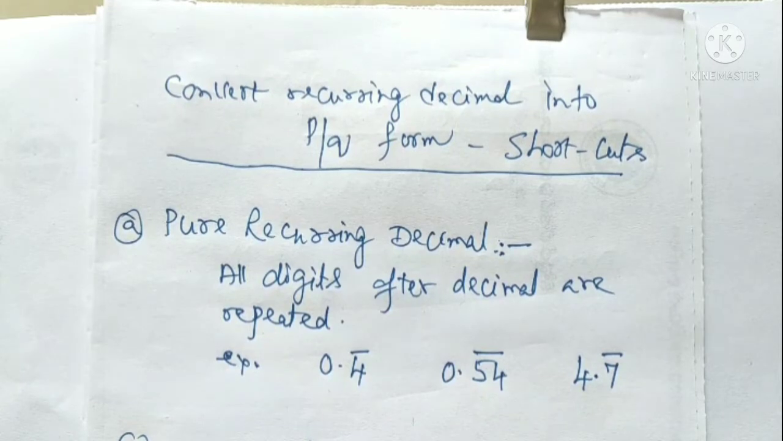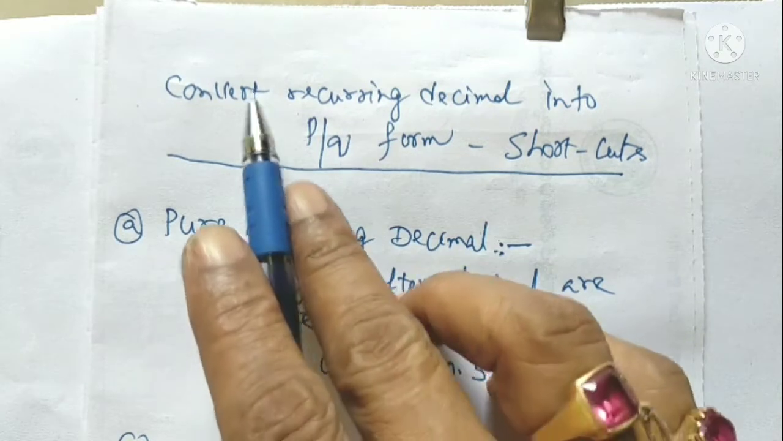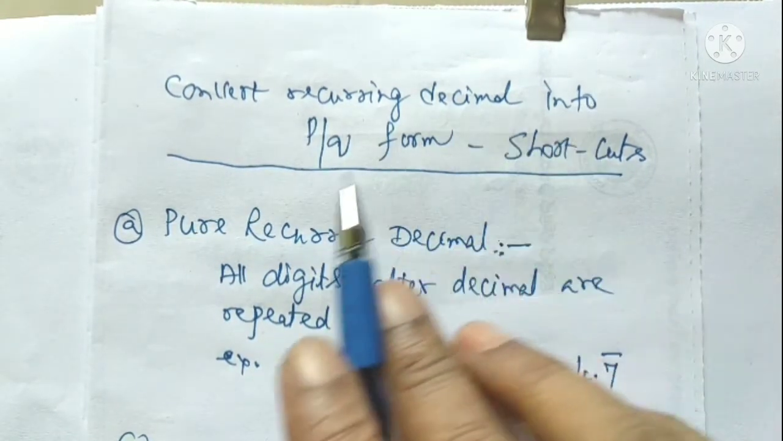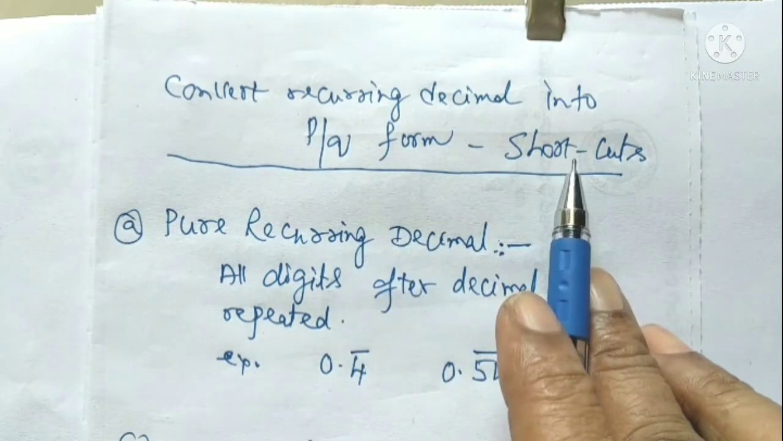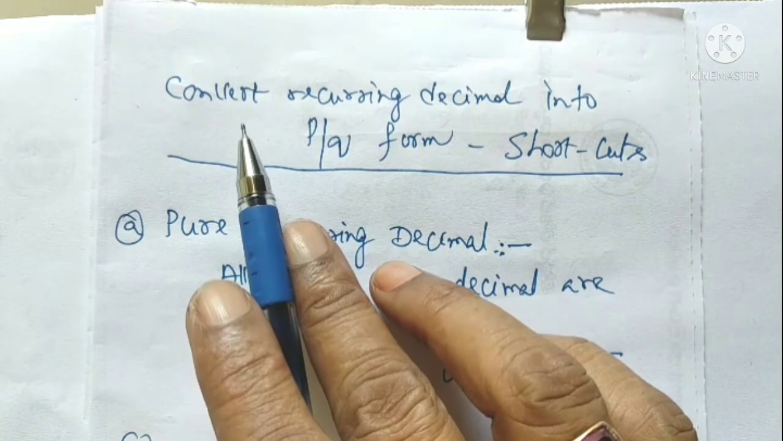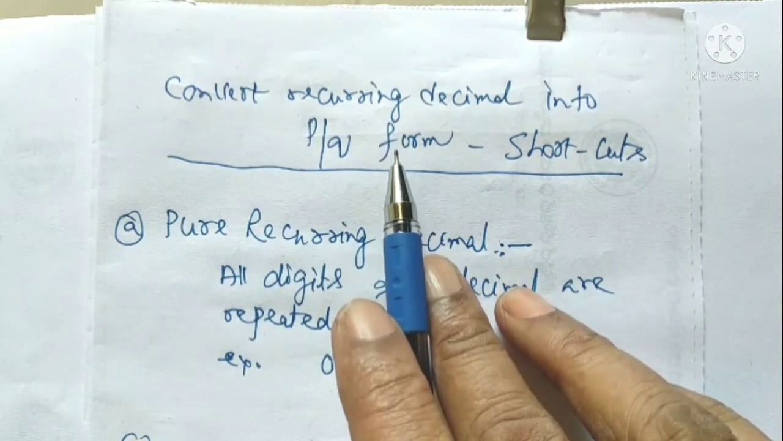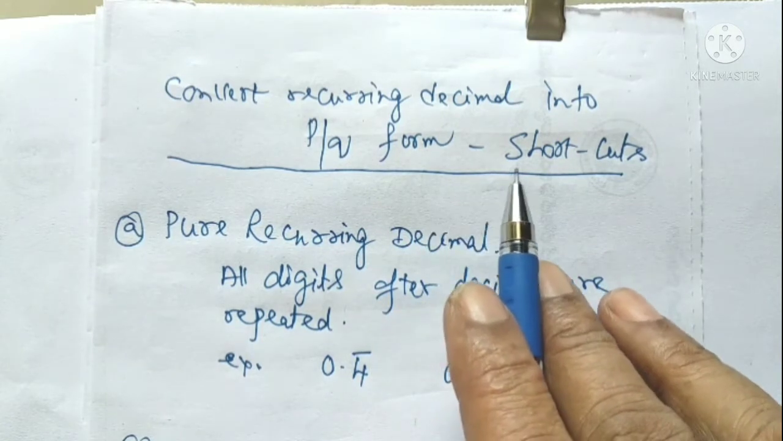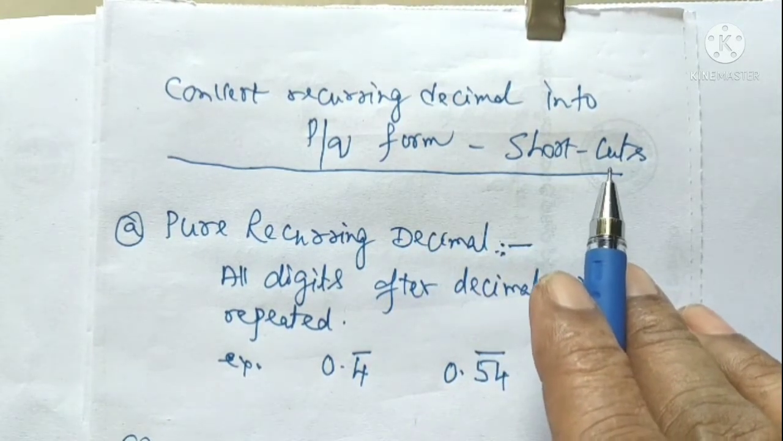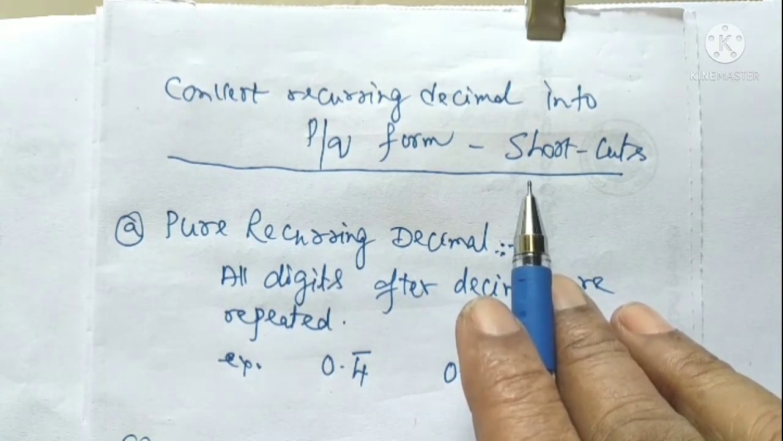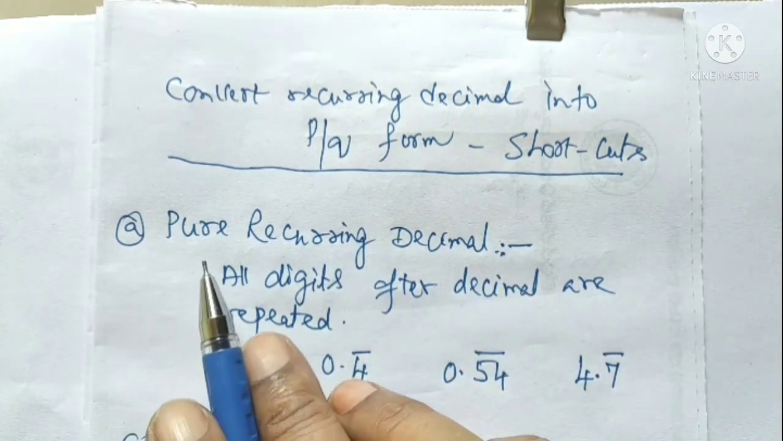Dear students, today we learn about conversion of recurring decimals into p by q form shortcuts. In the last period, we learned how to convert them algebraically. But in this class, let us learn about the shortcuts. Before going into the period, let us learn about two things.